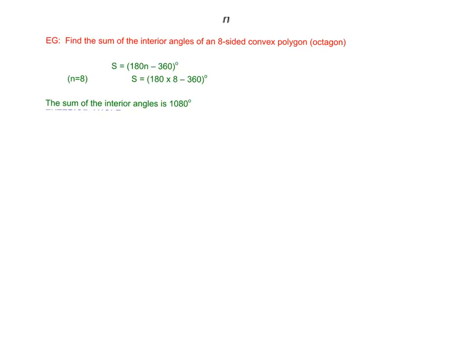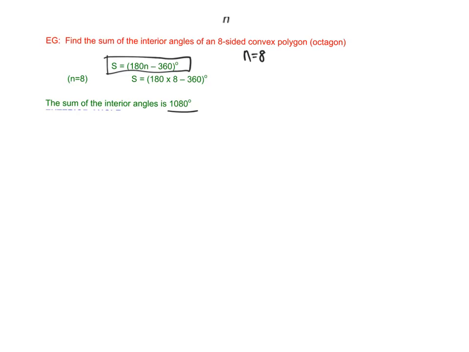Let's go on to an example. They've said, find the sum of the interior angles of an 8-sided convex polygon, or an octagon. So n equals 8. Okay, so you can see I've written out the formula and then I've substituted that in. So the sum of the interior angles of an 8-sided shape is 1080.